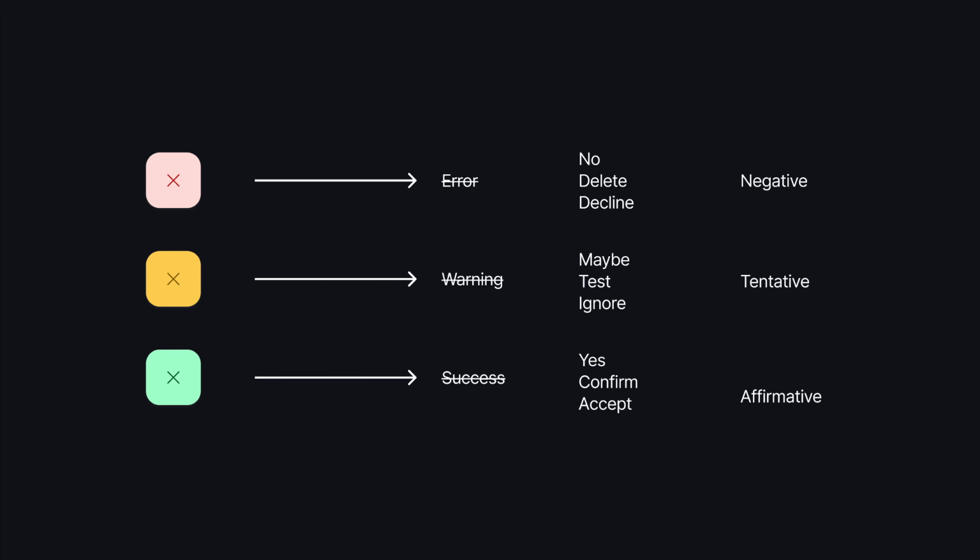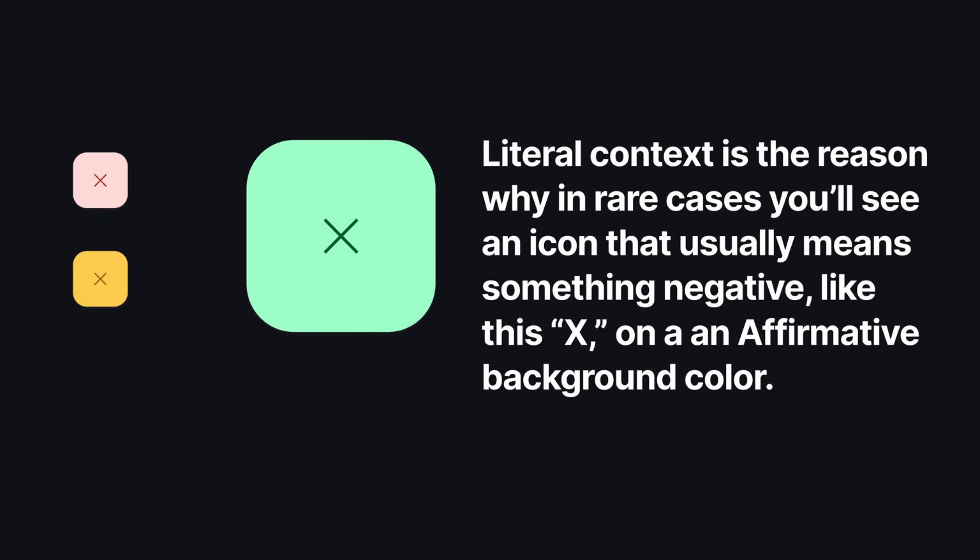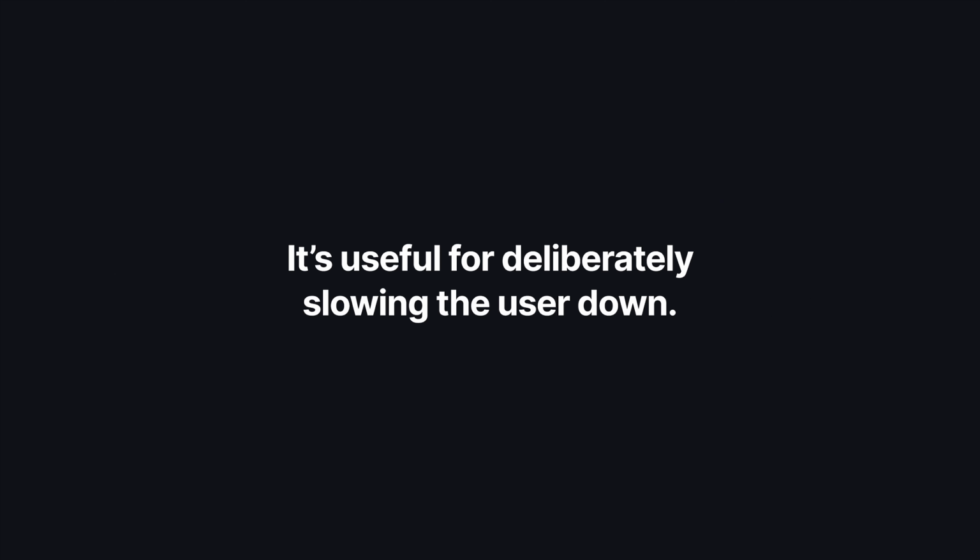Instead of error, warning, and success, those are now entirely too precise. Sticking with red, it means some kind of combination of no, delete, decline. It's all of these things, but not any one particular one of them. It's just somehow vaguely negative, just as yellow is vaguely tentative and green is vaguely affirmative. Literal context can justify doing things that seemingly make no sense, like putting a negative icon like this X on a green background. Little contradictions can be incredibly useful for deliberately slowing the user down.